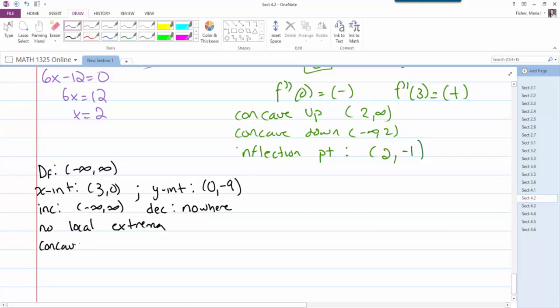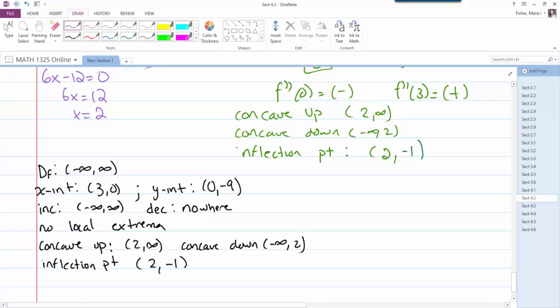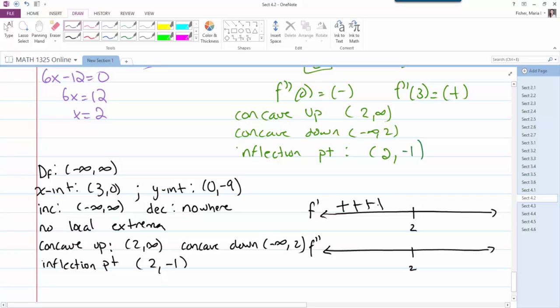I'm concave up from 2 to positive infinity, and I'm concave down from negative infinity to 2, and my inflection point is 2 comma negative 1. Now if I were to draw just number lines to represent all this real quick, so that I can know exactly how to draft this. So if this is f prime and this is f double prime, this is 2, I know I'm increasing and increasing. And for my second derivative, I know I'm concave down and then concave up.